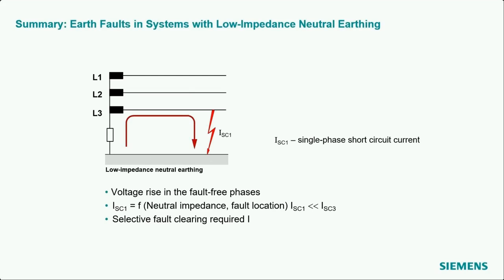You also have a voltage rise in the other phases, in the fault-free phases. It is a bit reduced in comparison to the earth fault compensation, but it's also there. You can influence the current by dimensioning this resistor, and in this case you cannot continue operation with an earth fault. You must do selective clearing.